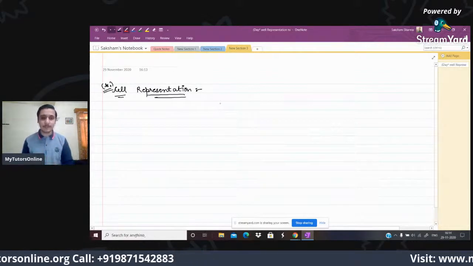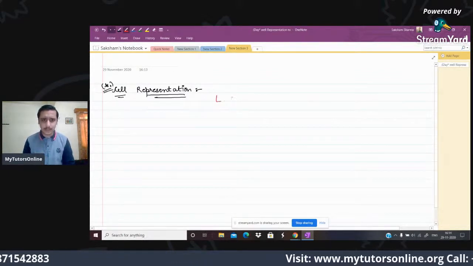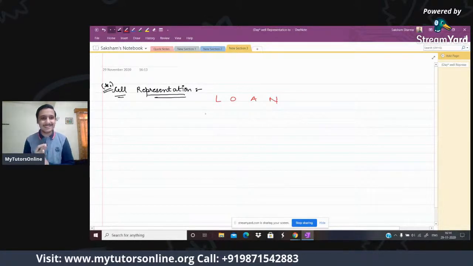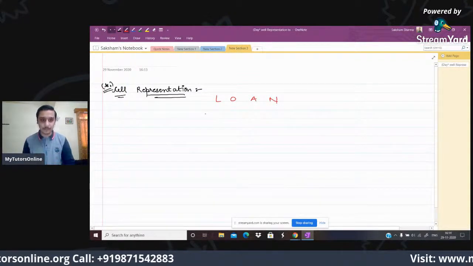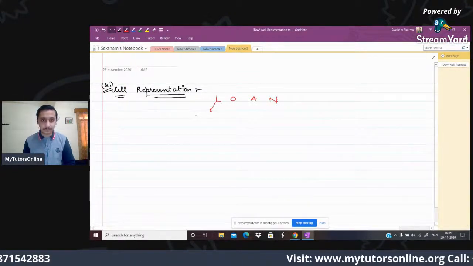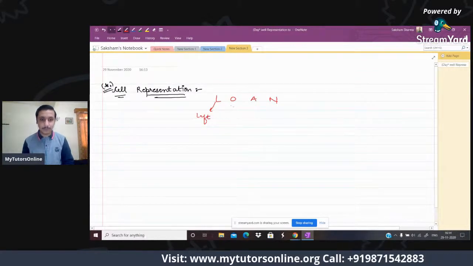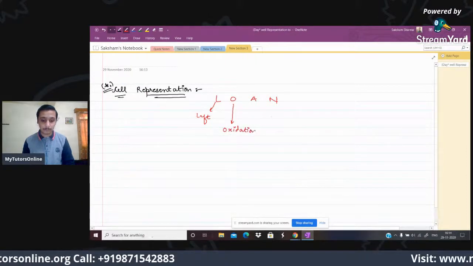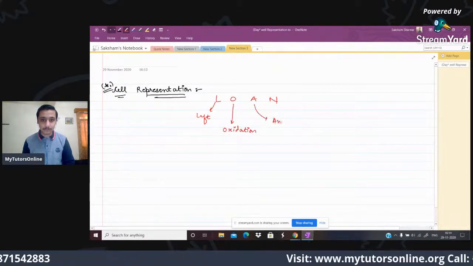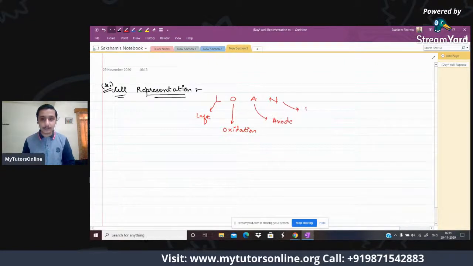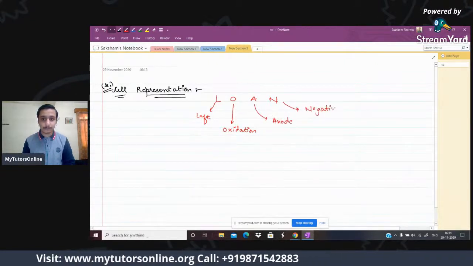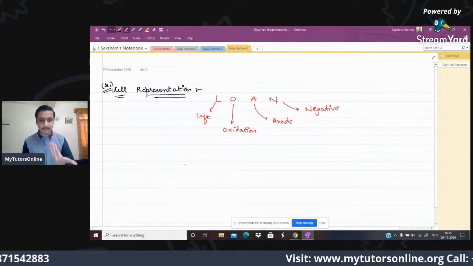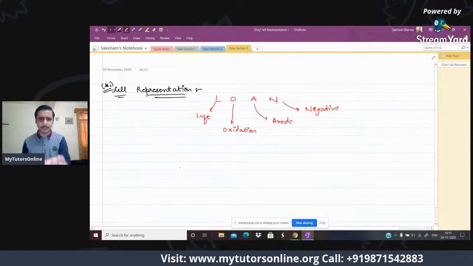So I have a simplified method. So how do we represent? LOAN, I have generalized this cell representation into this format. Your L here represents left, O represents oxidation, A represents anode, and N represents negative.